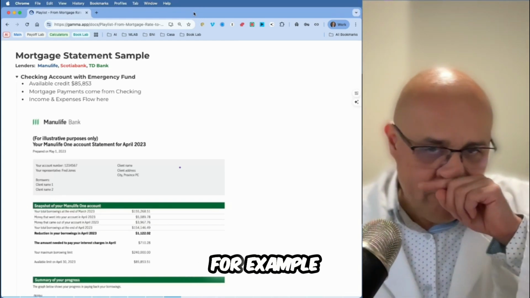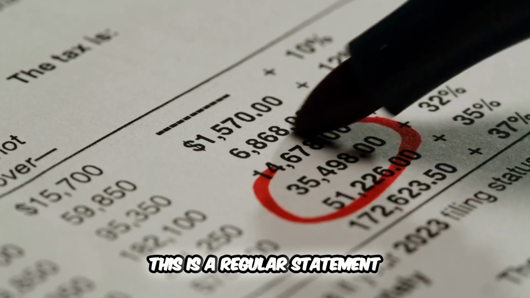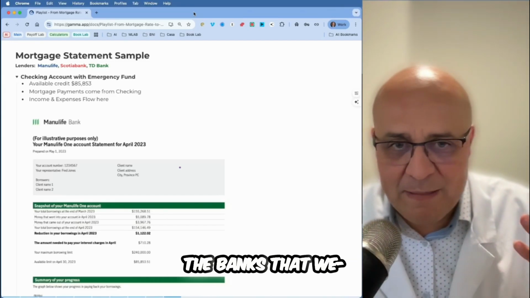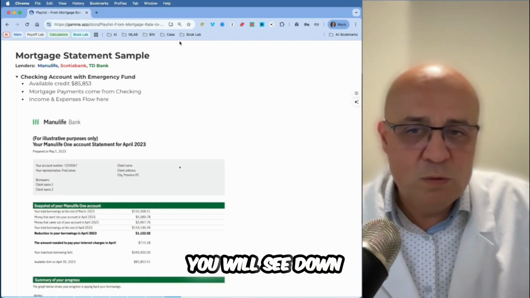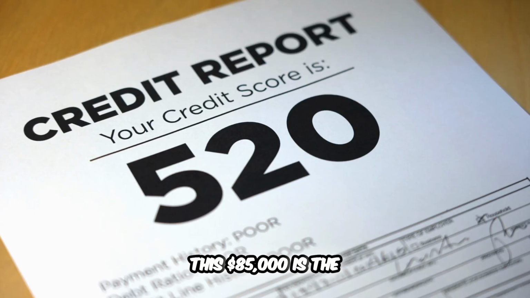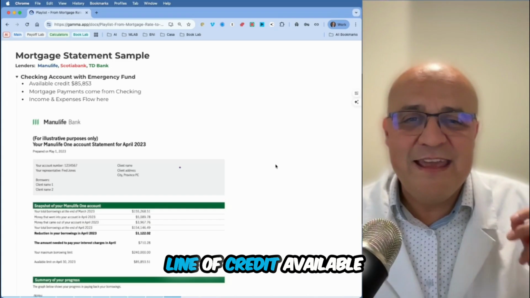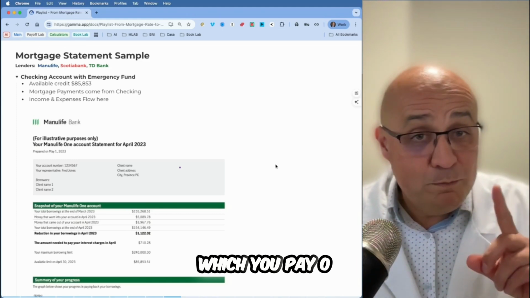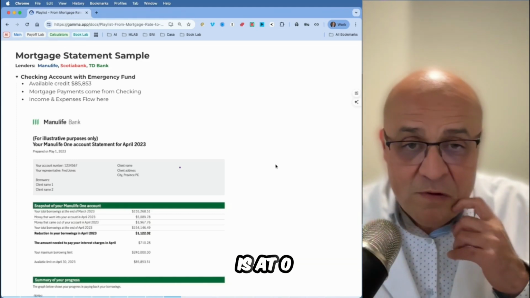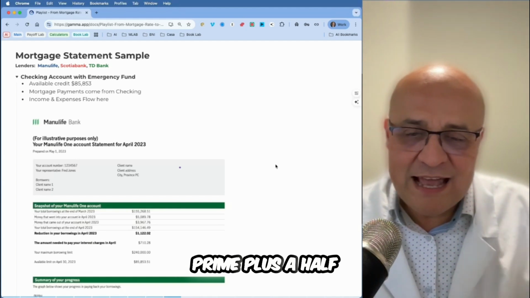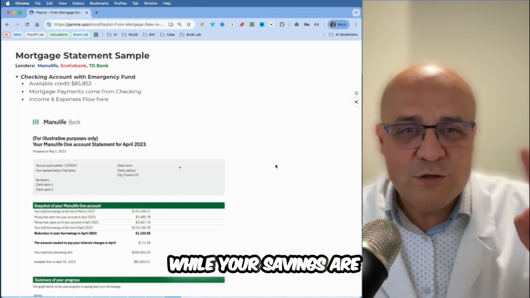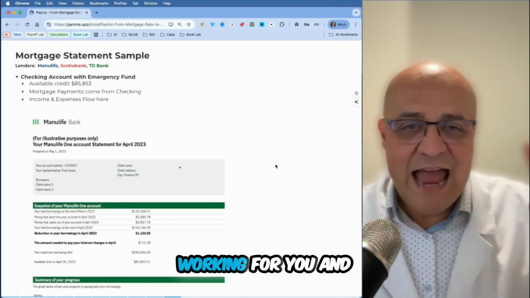In this example, this is a regular mortgage statement with Manulife, which is one of the banks that we work with. You will see down below here $85,000. This $85,000 is the line of credit available that you have, which you pay zero payments because the balance is at zero. The interest rate is prime plus a half, and it's just sitting there just in case you have an emergency, while your savings are working for you and not the bank.